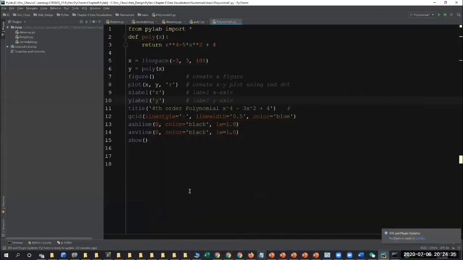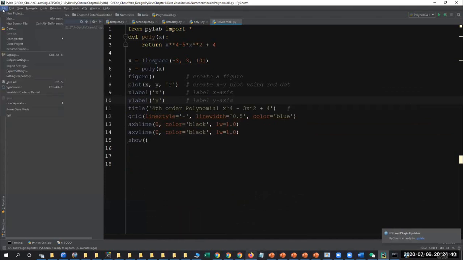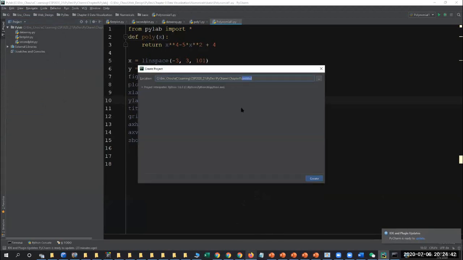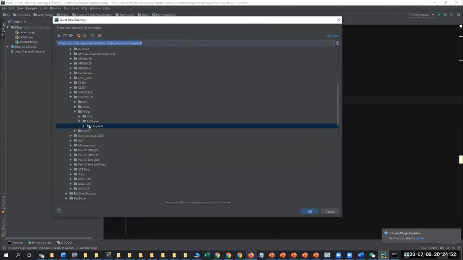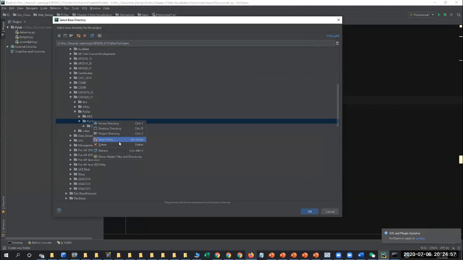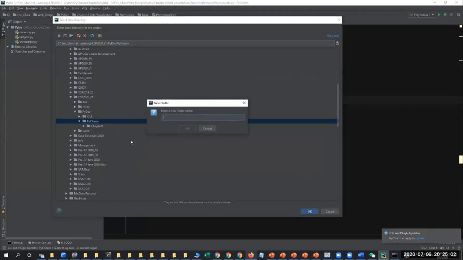Let's try something here. Create a new program, so new project. This new project in CSP 20, this one chapter 8. No, I'm going to go over here to PyCharm. Over here, I'm going to create a new directory. You can try your own; if you want to try as well, you can create a new project for yourself. Here, I just create a folder.